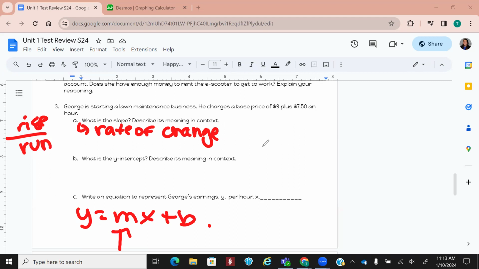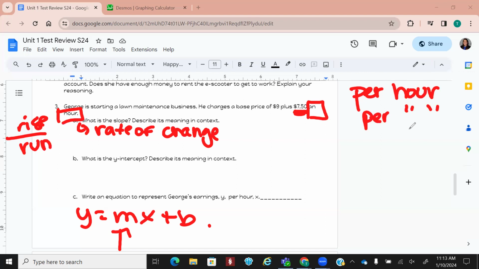Watch this magic. They said $7.50 an hour. Whenever I look for the slope, you're going to look for some number that's multiplied by either minutes, hours, days, weeks, something like that. So you're looking for keywords like per hour or per something. That makes sense? So on here, our slope is $7.50.